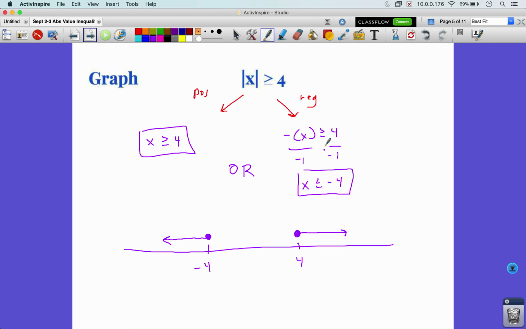And once you get good at these, eventually you realize when it's a greater than, it's always an OR. When it's a less than, it's always an AND. But that's kind of a hard rule to remember. It's easier to just graph them. If they diverge, it's going to be an OR. If they intersect, it's an AND.